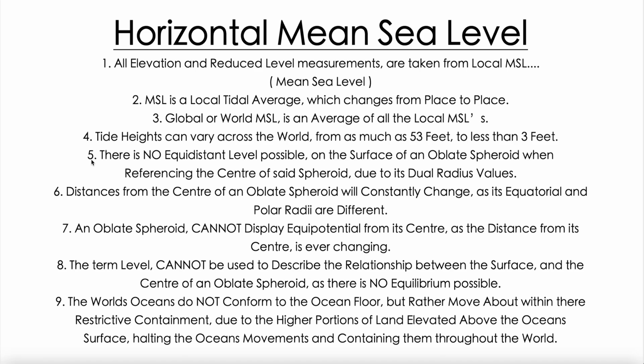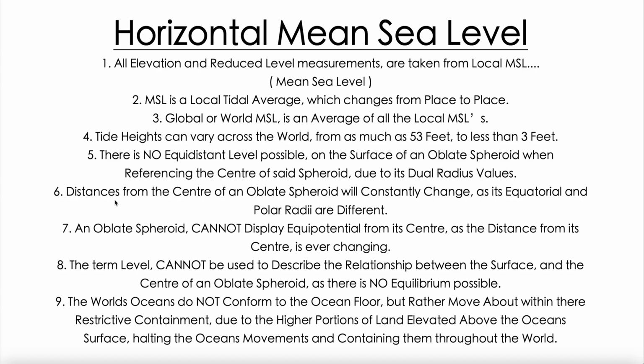So 5, there is no equidistant level possible on the surface of an oblate spheroid when referencing the center of said spheroid, due to its dual radius values. So you can't have an equidistant level on an oblate spheroid, because there is a dual radius, so the distance to the center is always going to be different. That's why they don't take elevations from their belief of being on a globe Earth, because their globe Earth belief is an oblate spheroid. So they have to take all elevations off of mean sea level.